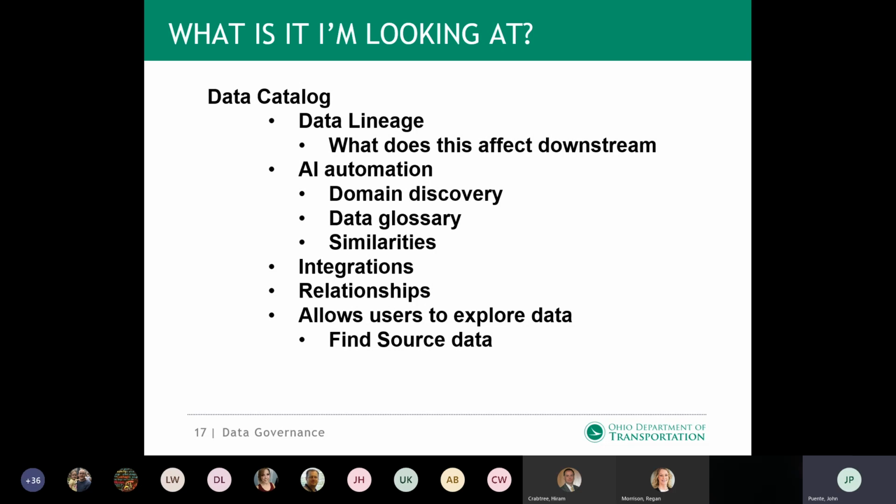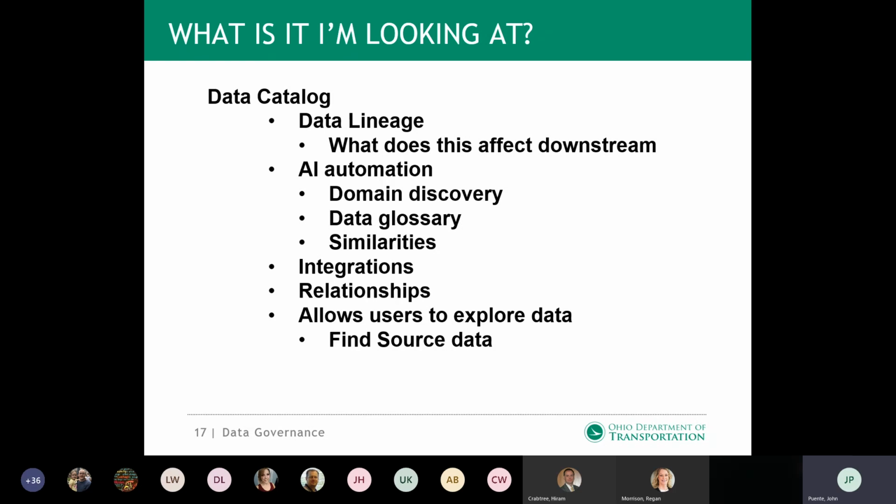The second thing is automation. The applications that we're looking at actually have automation built in, doing AI, machine learning. We're able to do discoveries and identify data glossaries that are in existence, and then provide the similarities between the two and the differences for that matter, right? And then what this allows us to do is build those integrations to see later on what exactly is affected when we make that change, like I spoke about a second ago, right?